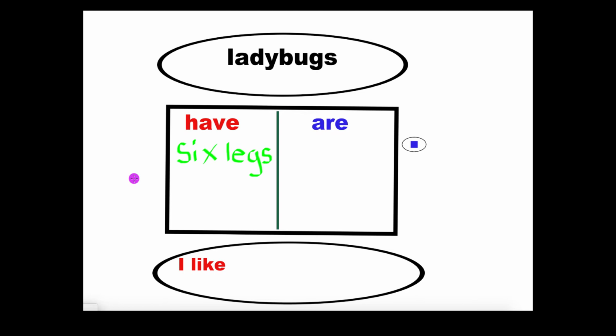Okay, so we learned that a ladybug has spots. That's what another student told me. Ladybug has spots. But not all ladybugs have spots, but because most ladybugs have spots, we can write that. Okay. Another thought you could have written here was ladybugs have antennas. Ladybugs have antennas, okay? Now let's move on to are.